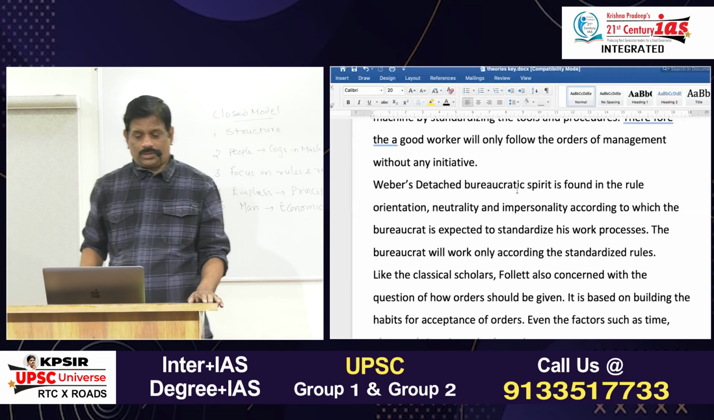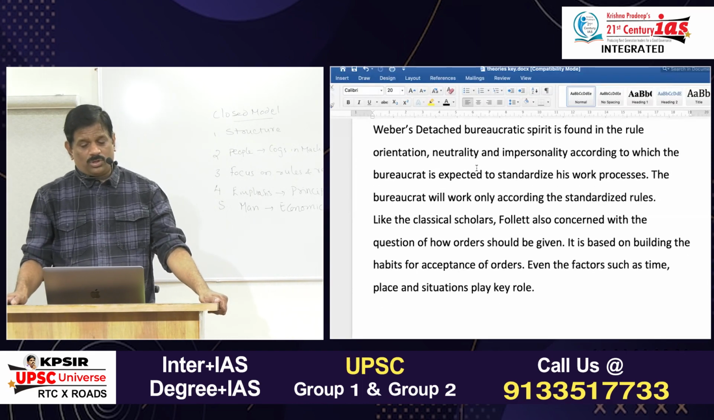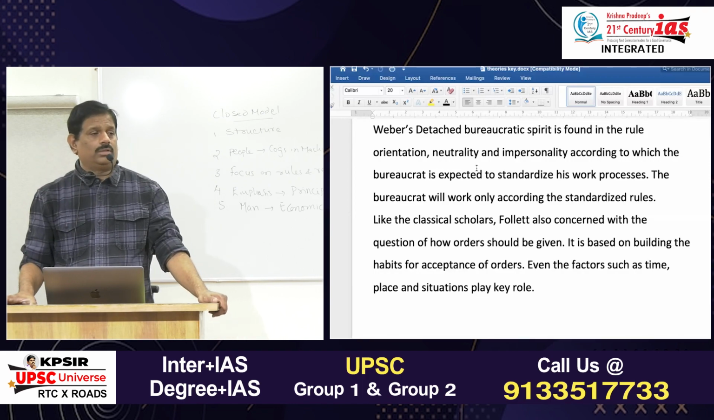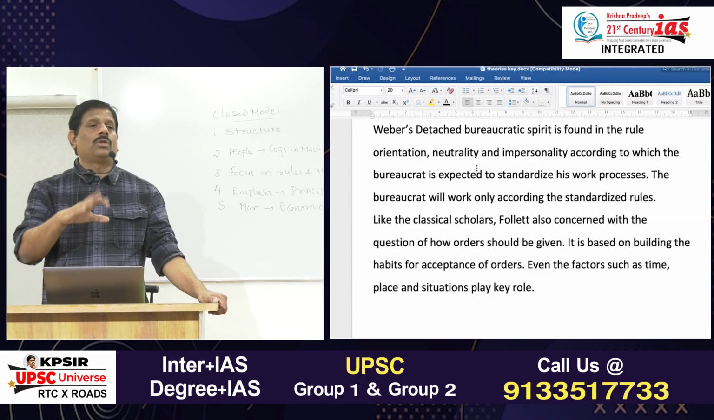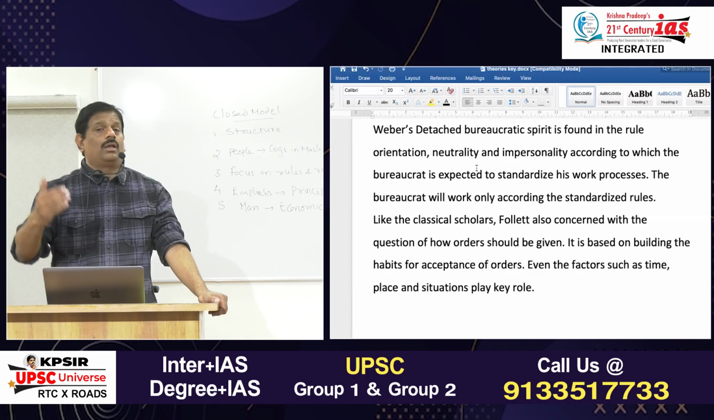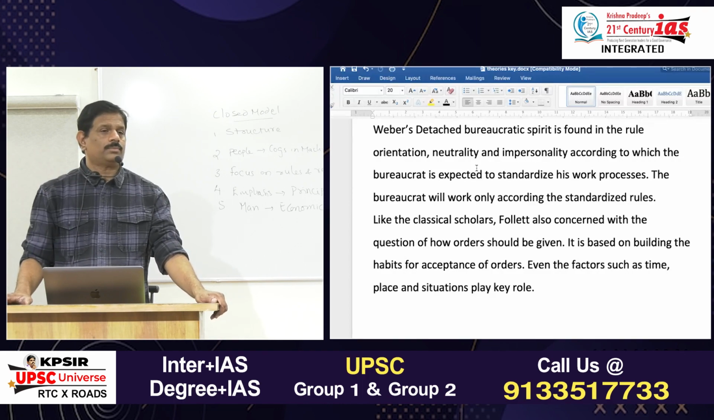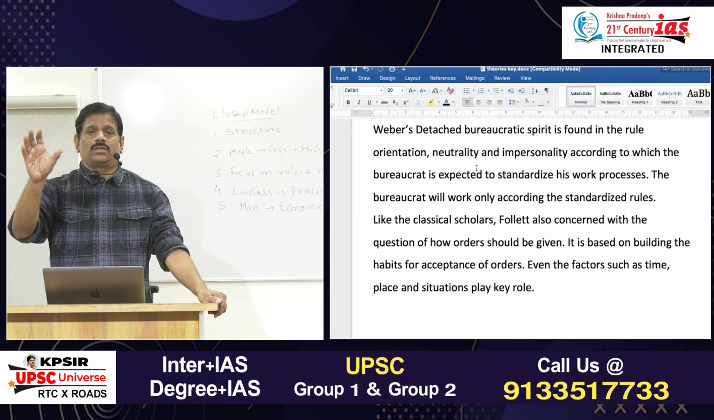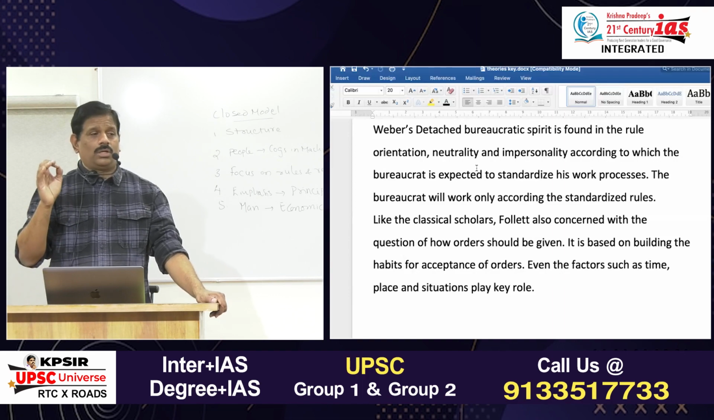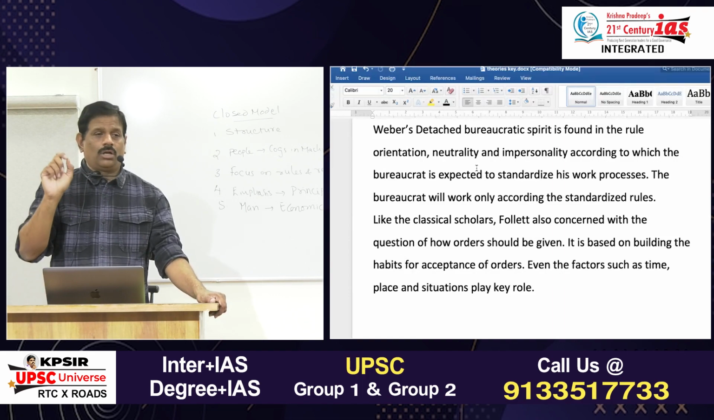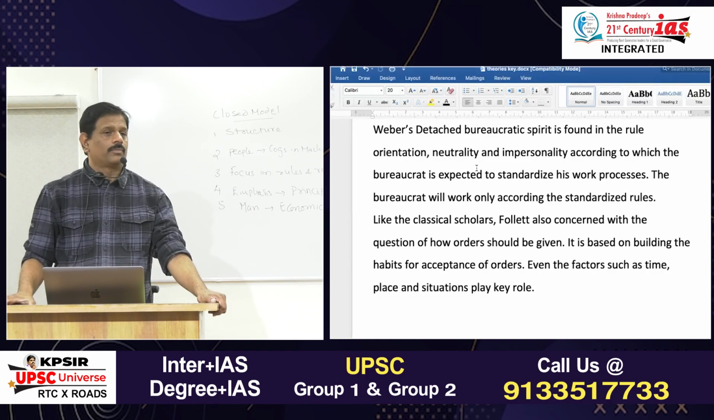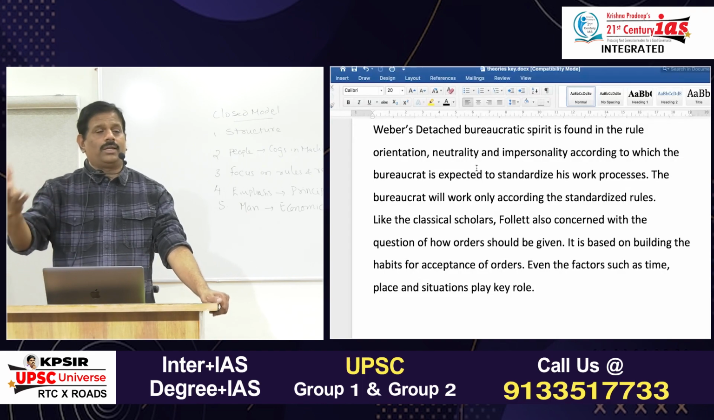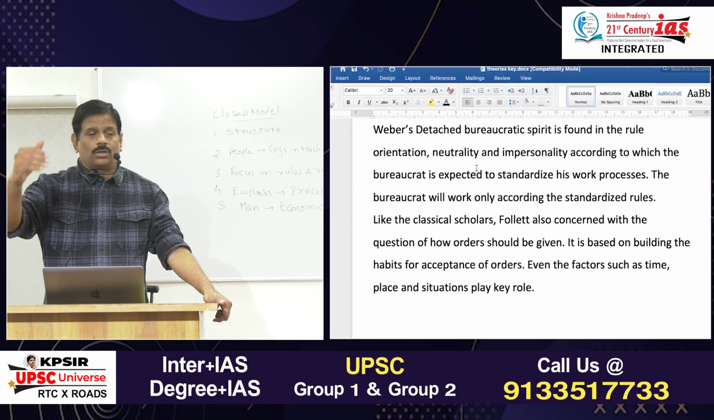Weber's detached bureaucratic spirit. What is it? It is rule orientation. Every employee has to work according to the rules and regulations. If you have any creativity, show that creativity according to the rules, within the bounds. Suppose in cricket you are a batsman placed as an opener; you cannot question the decision of the management, saying that I will not go in the opening, I will go in the tenth position. You have to go in the first position according to the orders of the management. And if you have any creativity, you should show it in your batting, that's all.